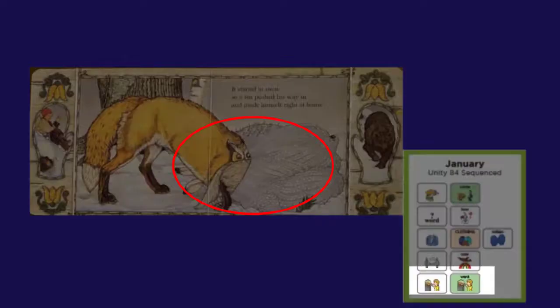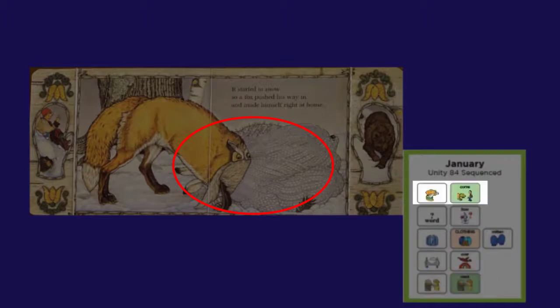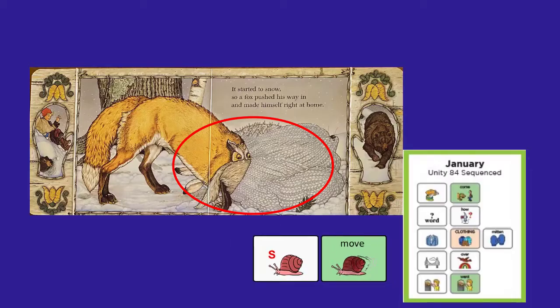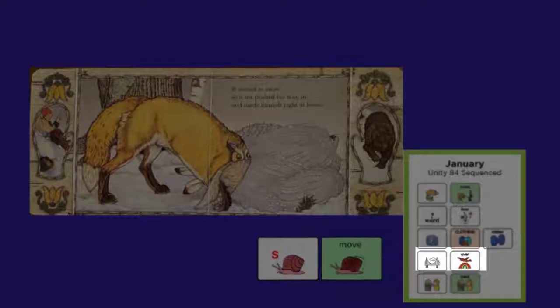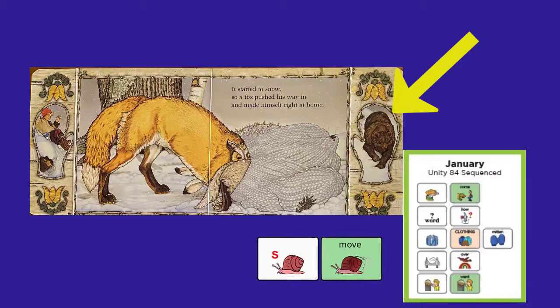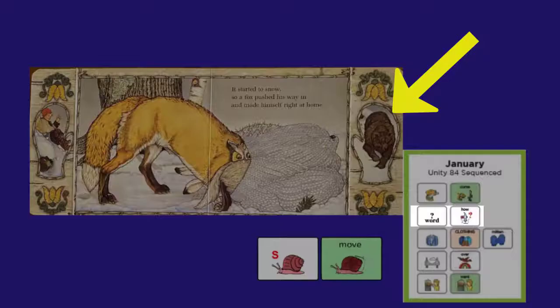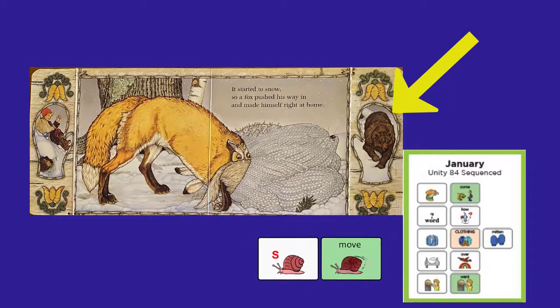That fox is thinking, I want in. I wonder if the other animals are saying, don't come in. The mitten is too crowded. We can't move over. Look what animal wants to come in next. How will he fit in the mitten? Do you think he'll fit in there?